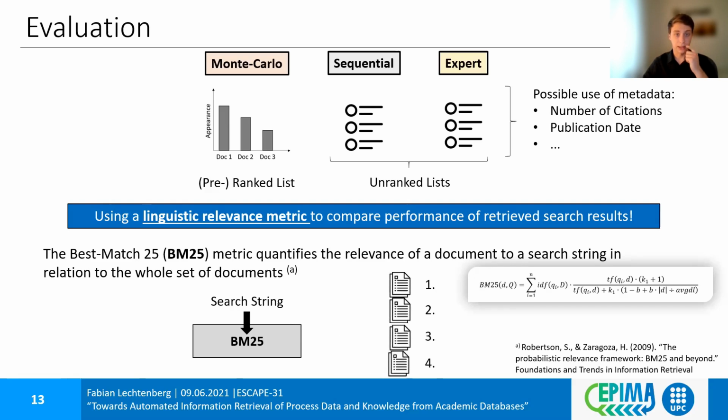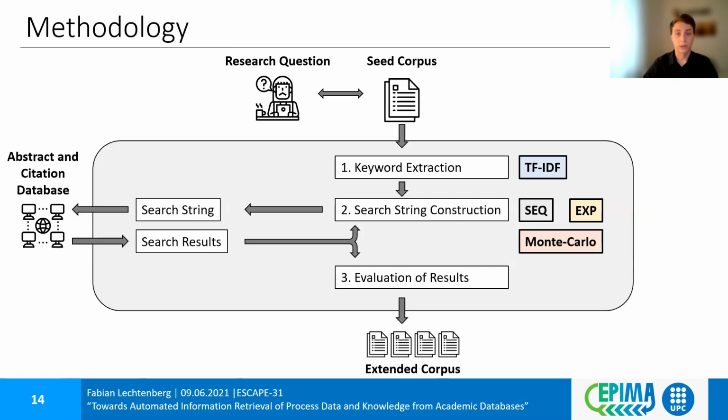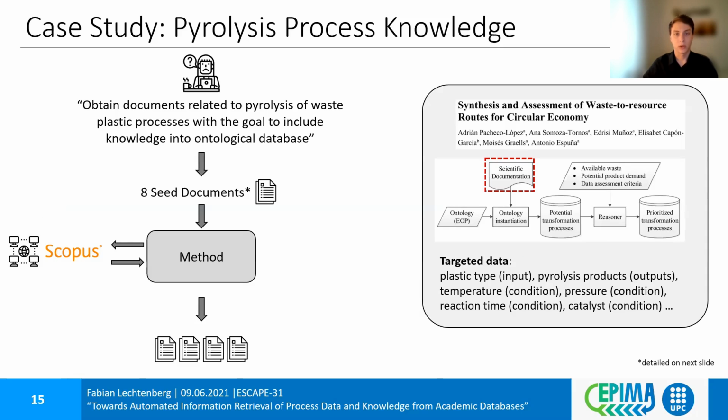So to evaluate the linguistic relevance of our documents, we use the BM25 metric. The case study that I'm presenting to you is related to another line of research that my colleagues present in this Congress, which is the identification and prioritization of waste-to-resource routes, more specifically the conversion of plastic waste to a raw material via pyrolysis. This approach foresees an ontological database containing data such as input plastic type and the products obtained at certain conditions such as temperature, pressure, the catalyst used, etc.